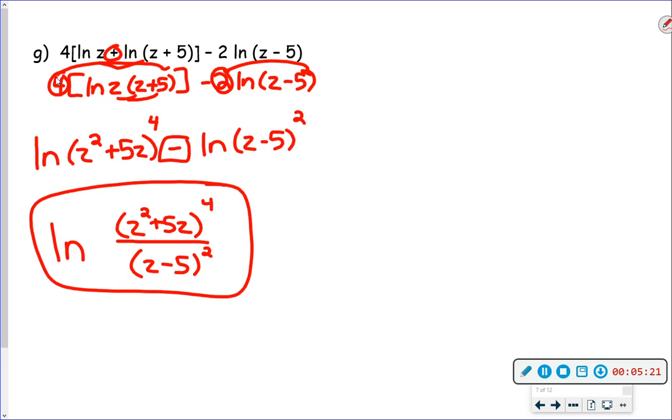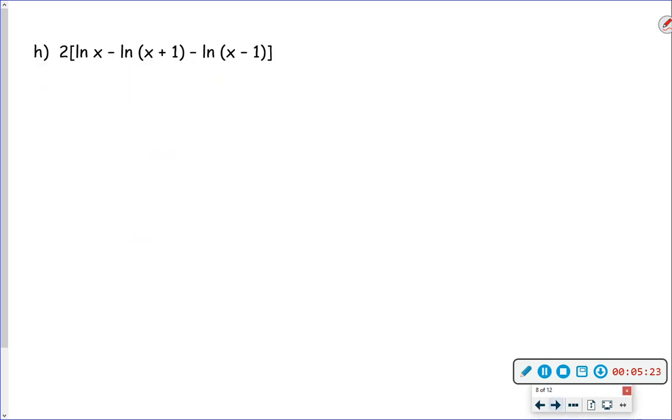Just again, knowing the properties. All right, last one of these. Same thing, I'm going to work left to right. I'm going to think order of operations. So I'm going to do, of course, inside the brackets first, left to right. I'm going to condense these first 2 ln's. Subtraction, of course, condenses to a quotient.